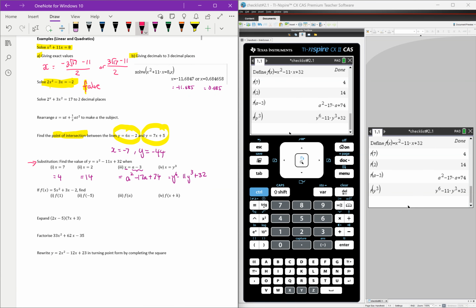So you can have a go with this one too. Same idea. Define the function. So define this, and then find what f of 1 is, f of negative 5, f of a, and f of x plus h.